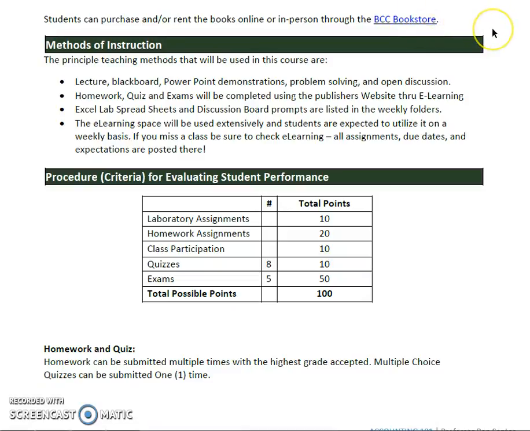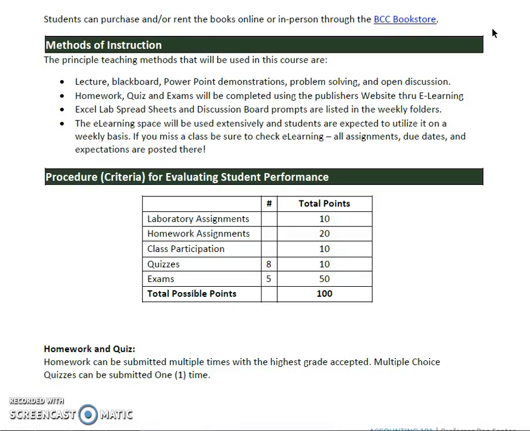A link is provided. Methods of instruction: lecture, blackboard, PowerPoint demonstrations, problem solving, and open discussion. We have discussion boards. Ask a question. If you're having a problem, you put it in Ask a Question. Another student can help you answer the question. I can help you answer the question. Or maybe one of my SIs, Sherry, can answer the question. If it benefits the whole class, you can put it in Ask a Question.